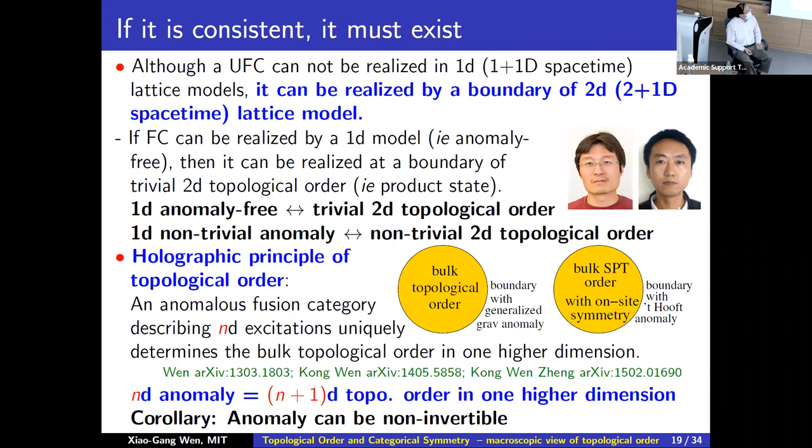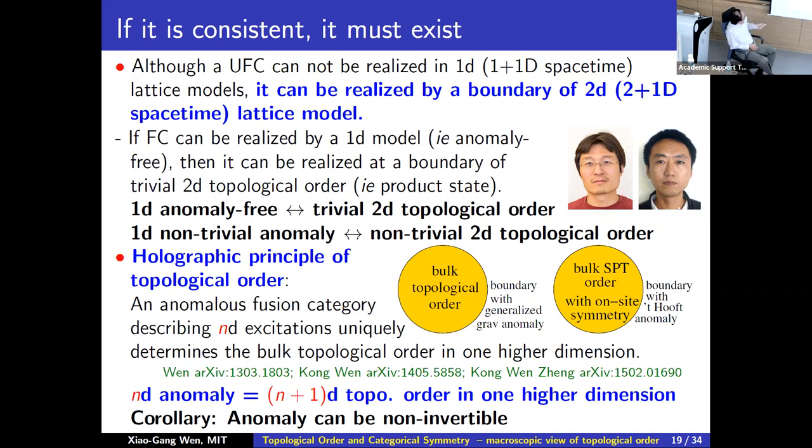It turns out that even though it's not realizable by a one-dimensional system, it is realizable as a two-dimensional lattice model with an energy gap, because the fusion category is a low energy theory. If your bulk has a very large energy gap, you don't see it at the boundary. It's okay to attach a bulk with a very large energy gap. It's very much an anomaly inflow. Once you say this one-dimensional fusion category is anomalous, it's natural to think, anomaly inflow, there should be a non-trivial bulk. And this non-trivial bulk is really the bulk topological order.